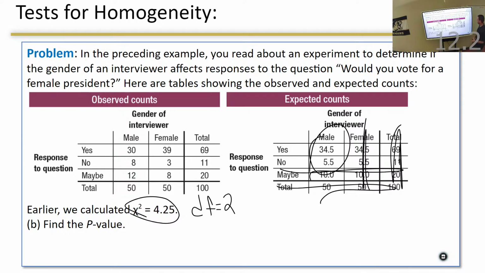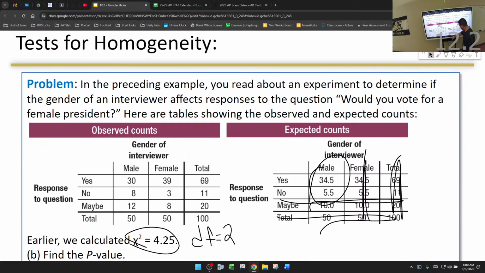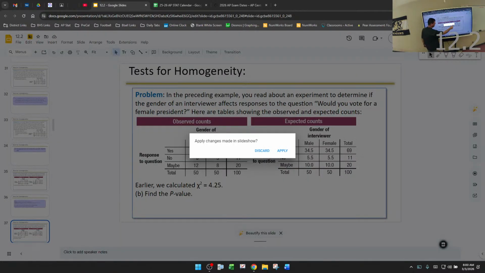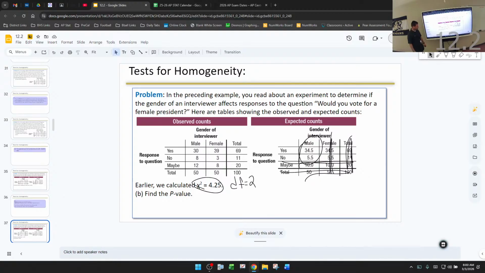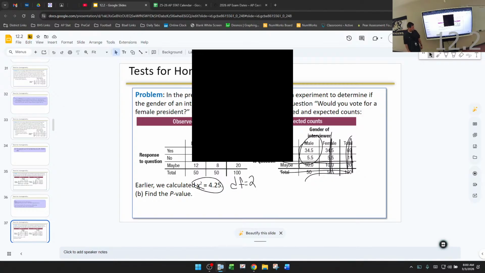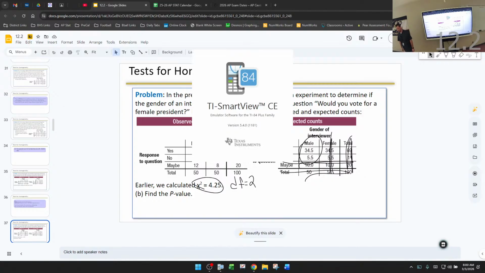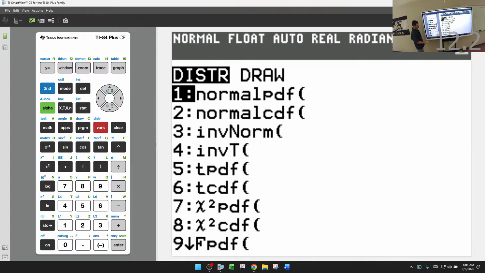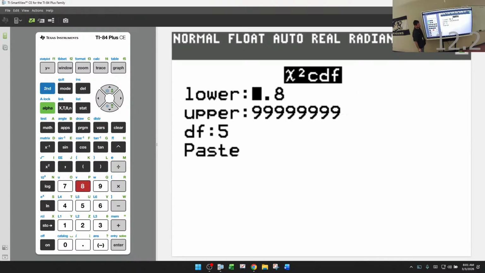4.25, 4.25, wait for calculator. I think it's coming. Please, I can't remember that. Good gracious. Come on! Distributions. Chi-squared CDF.